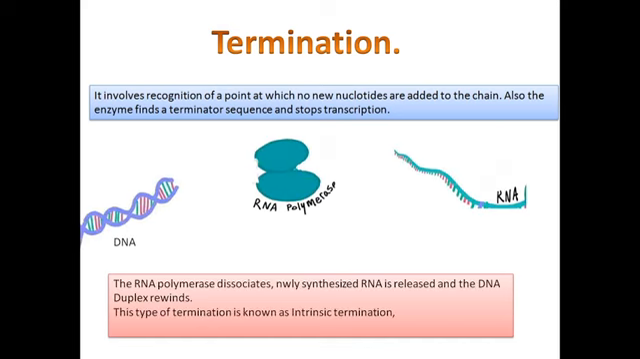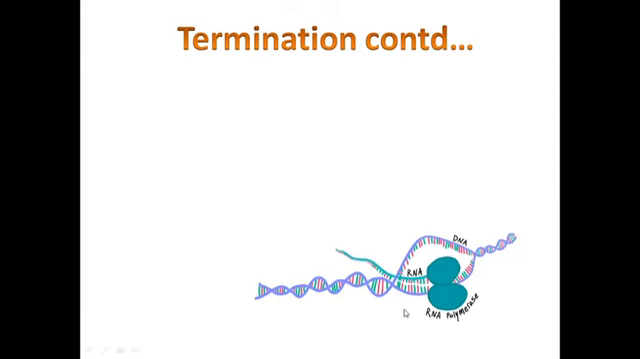And after the termination has happened, we have the disruption of the ternary complex, and in the cytoplasm we have the DNA duplex which has rewound, we have an RNA polymerase, and we have a newly synthesized RNA. This type of termination is called intrinsic termination.